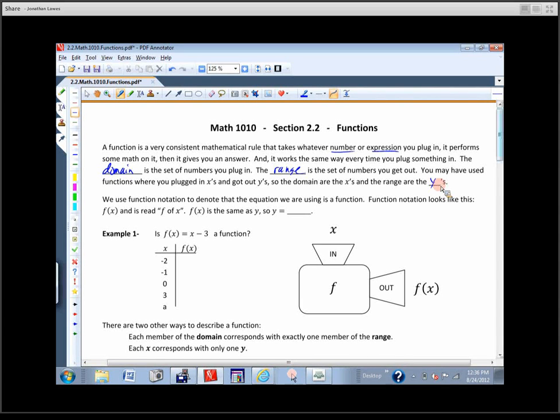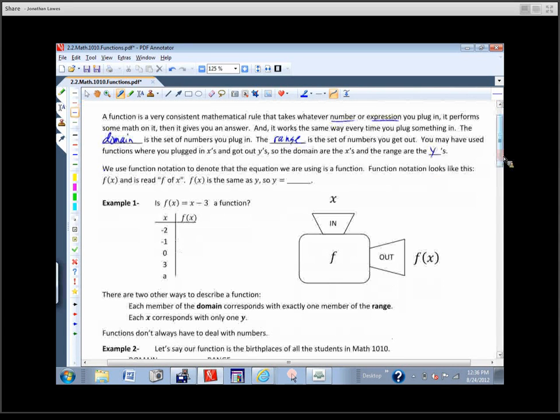Now you may or may not be familiar with this notation. This is called function notation. So function notation looks like this. The way we read this is we literally say the words f of x. So say the letter f, the word of, and the letter x. F of x is the same as y, so we could say y is equal to f of x. And we'll talk about why function notation is nice as we go through and discuss this.